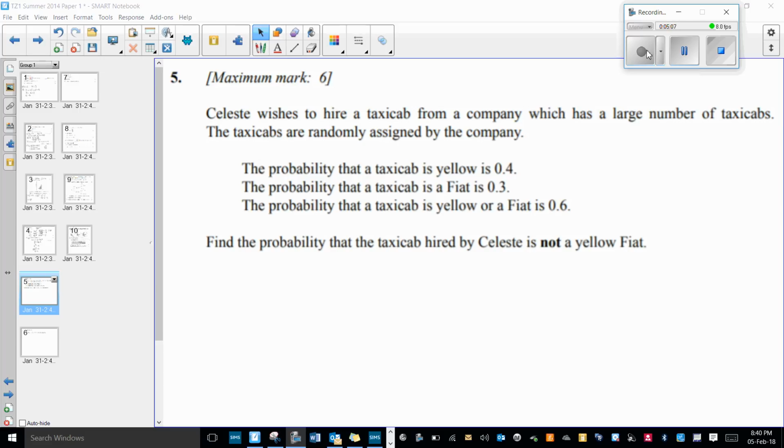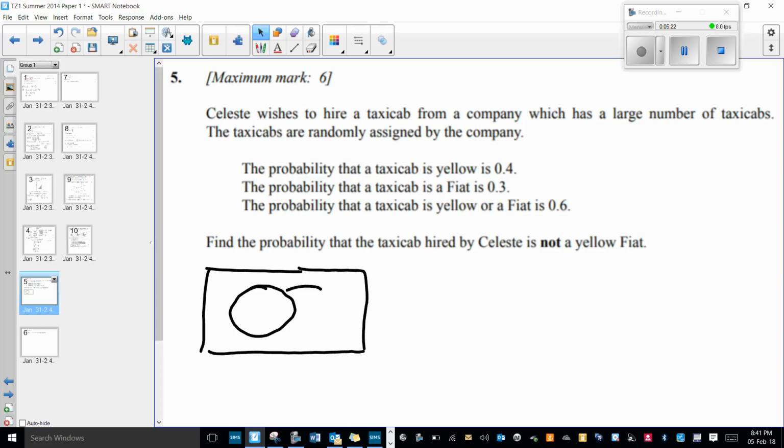Okay, so let us see, perhaps we can just describe what's happening here. So this is a yellow and this is a Fiat. So the probability of yellow or a Fiat is 0.6. So we know that this portion here is 0.6. We want to know the probability that it is not a yellow Fiat.